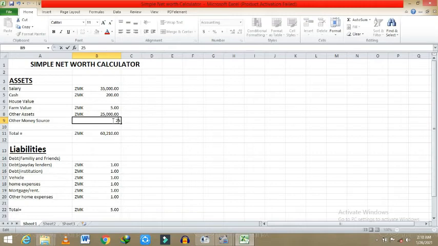Then debt institutions, he owes about 22,000. Then here the vehicle expenses build up to 1,000. Then home expenses up to 500 home expenses. Then mortgage houses, we put him on 600 kwacha. Put him on 600 kwacha.